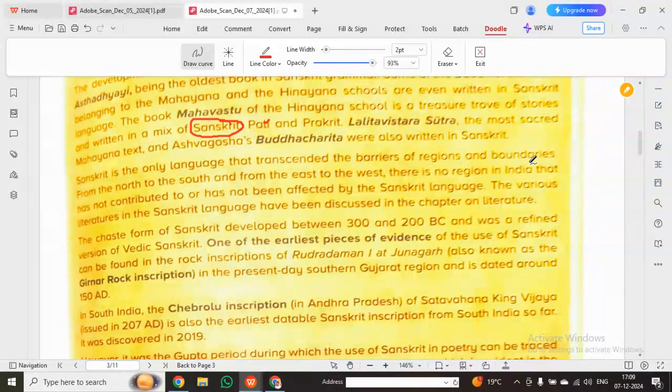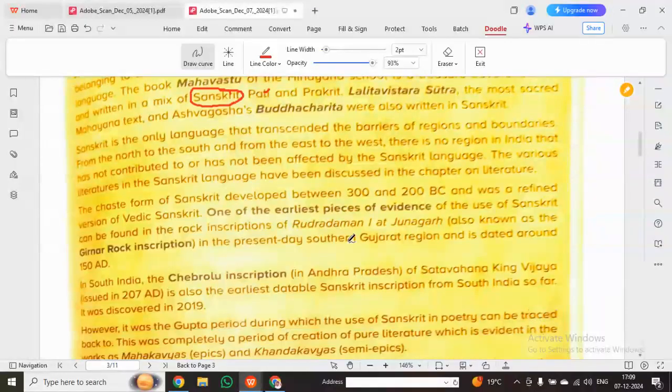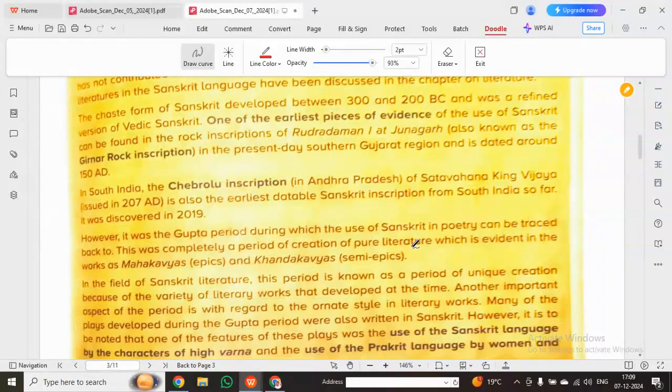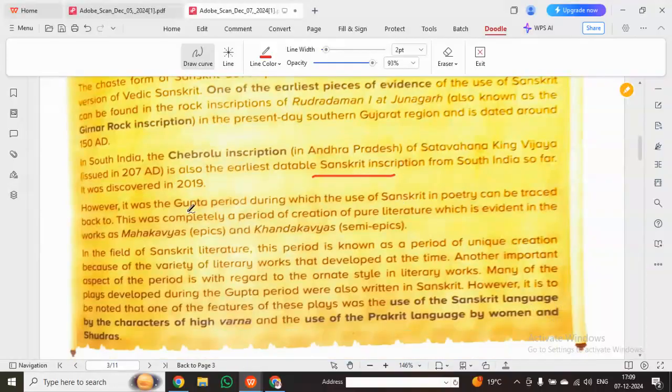Sanskrit is the only language that transcends the barrier of region and boundaries. From the north to south and from east to west, there is no region in India that has no contribution to it, of course. So we'll see what the literatures are later. What are Sanskrit literatures? In South India, the Chebrolu inscription of the Satavahana king Vijaya is also the earliest datable Sanskrit inscription. So many of them are in Sanskrit, of course.